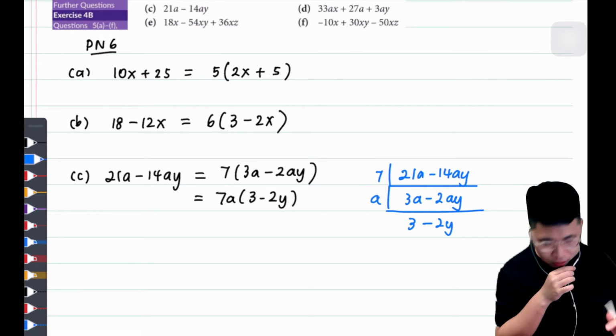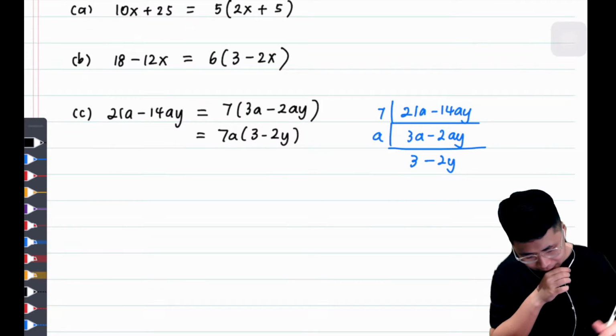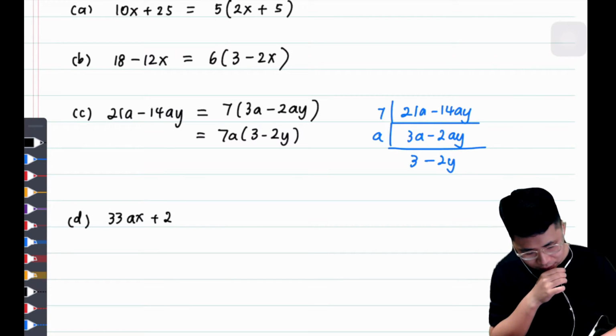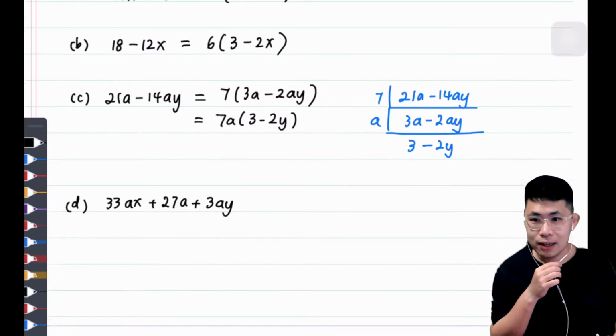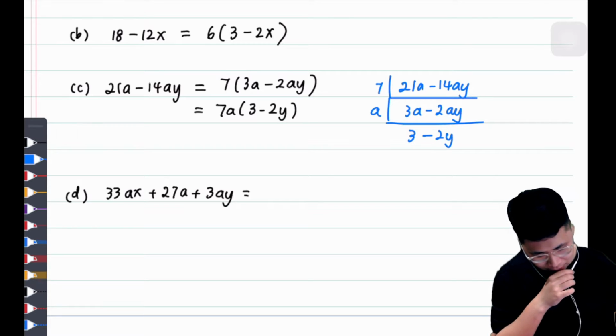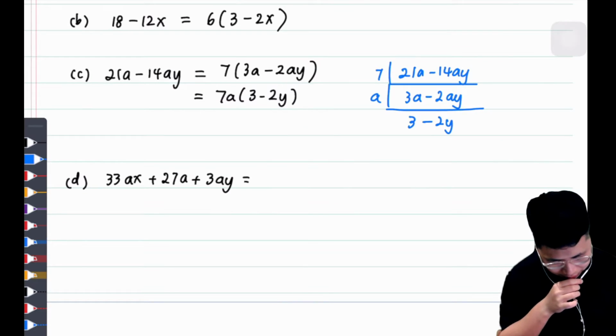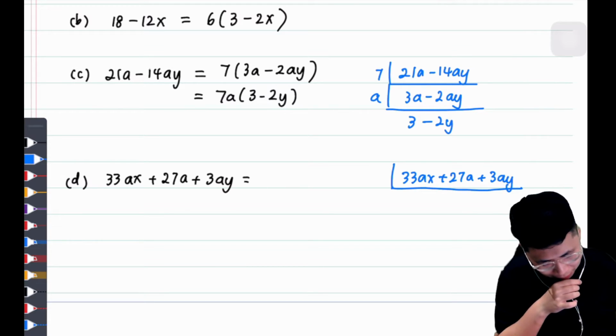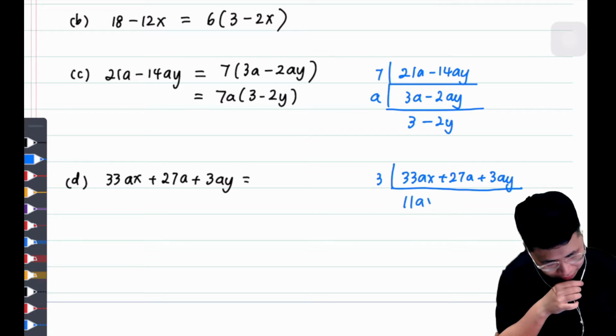Okay, so with this, let's take a look at part D. Part D, we have 33ax plus 27a plus 3ay. We can make use of the ladder method over here. So we have 33ax plus 27a plus 3ay. With this, we can divide the whole thing by 3. So we have 11ax plus 9a plus 1ay.